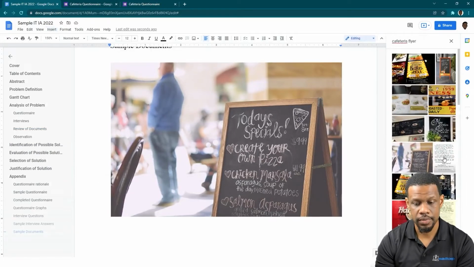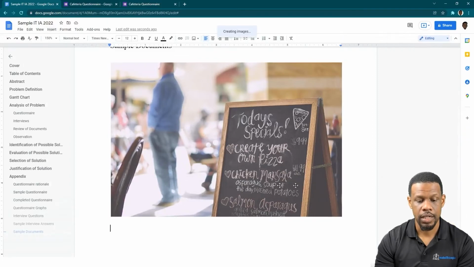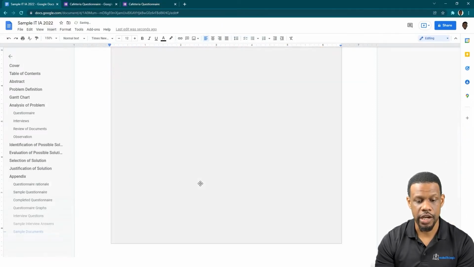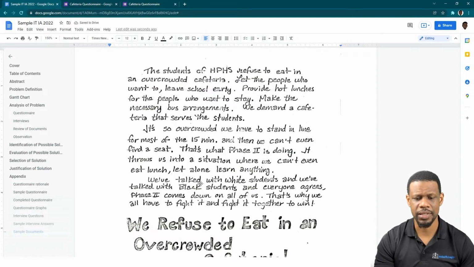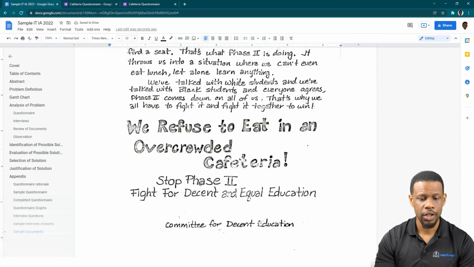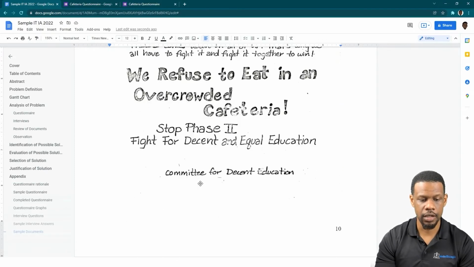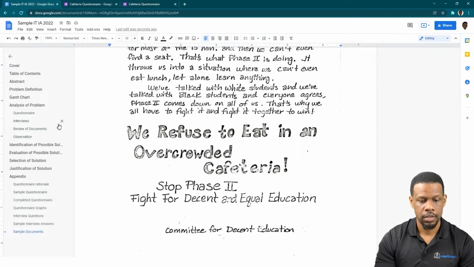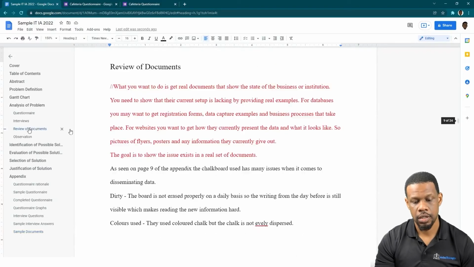See, it looks like this, right? Let's say it's a flyer that looks like trash. Yeah, something like this. You could now say on page 10 of the appendix, where am I? Review documents here.